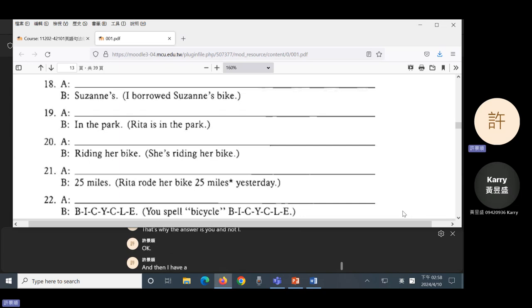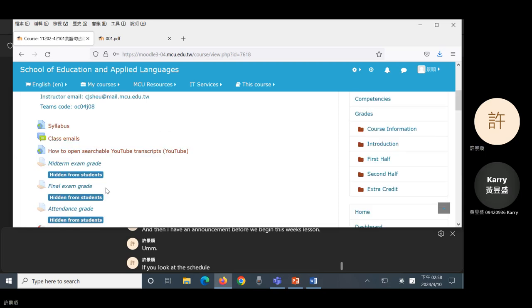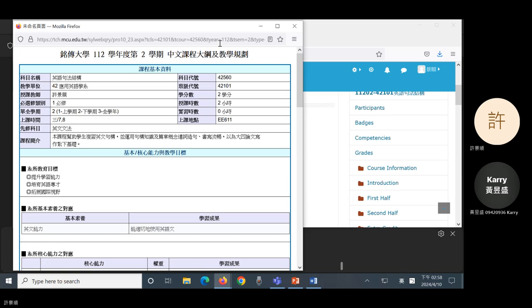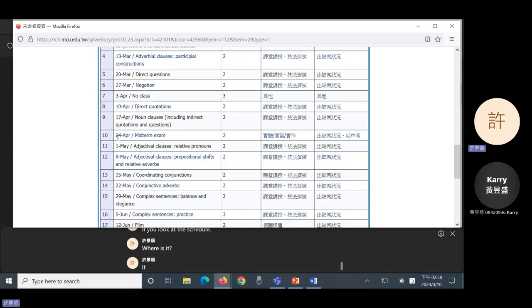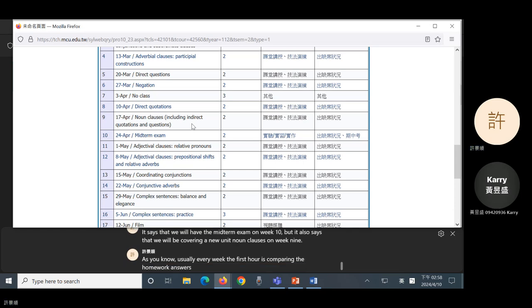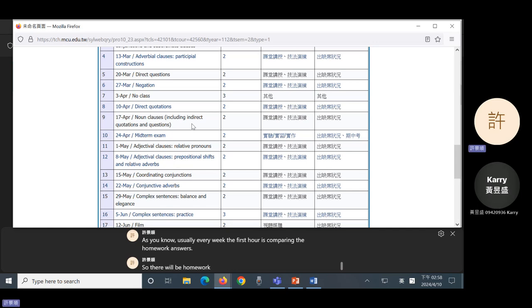Okay, and then I have an announcement before we begin this week's lesson. If you look at the schedule, where is it? It says that we will have the midterm exam on week 10. But it also says that we will be covering a new unit, noun clauses, on week 9. As you know, usually every week the first hour is comparing the homework answers. So there will be homework on week 9, I guarantee you. There are a lot of questions for this unit. So in fact, during week 10, we will spend the first part of class comparing answers.